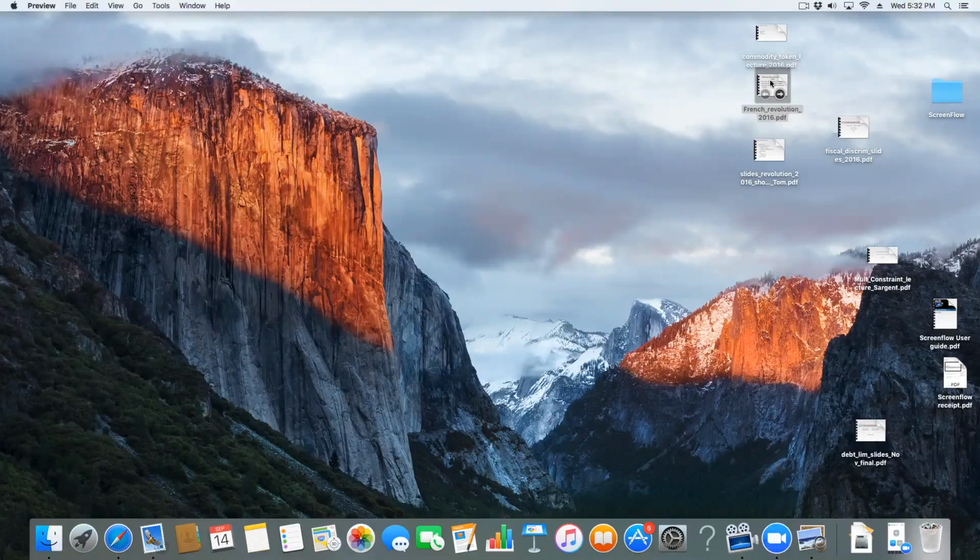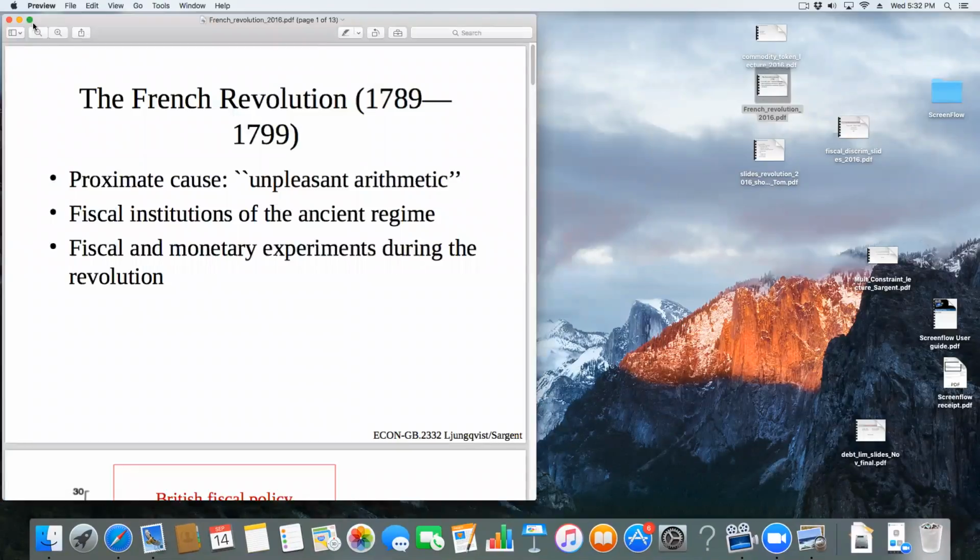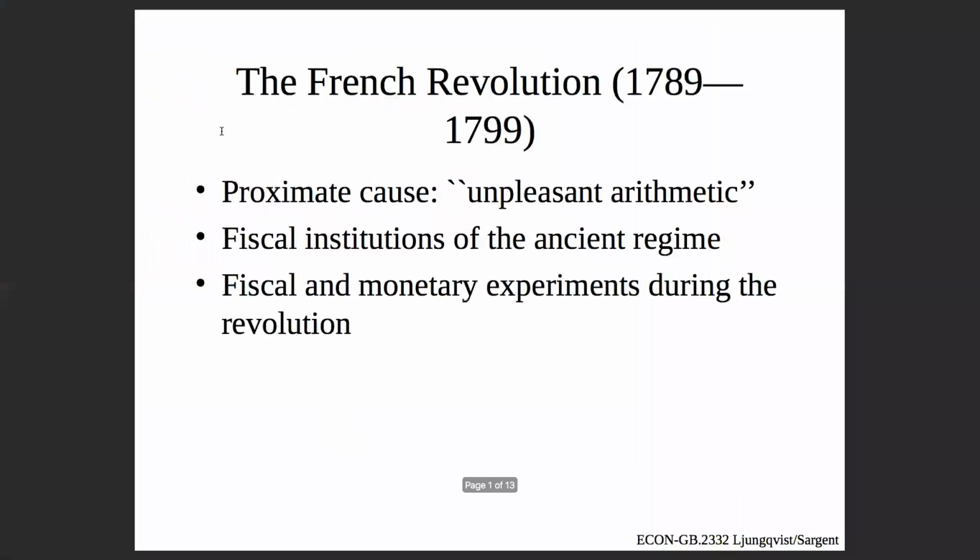Go to the other part of our mixture. And we're going to talk about a little bit of history. We're going to talk about the American Revolution very soon, but it's connected with the French Revolution. So we're going to start with the French Revolution.